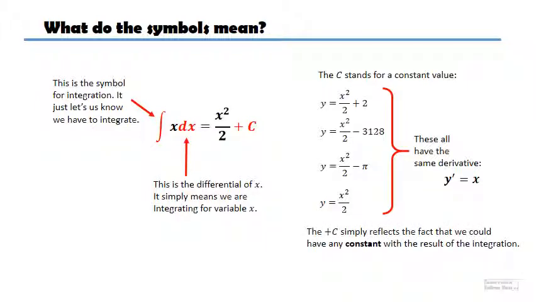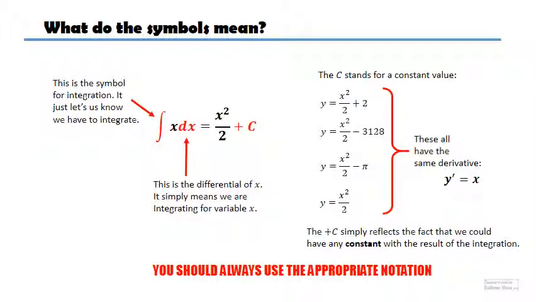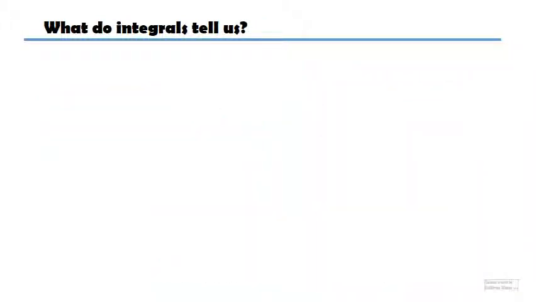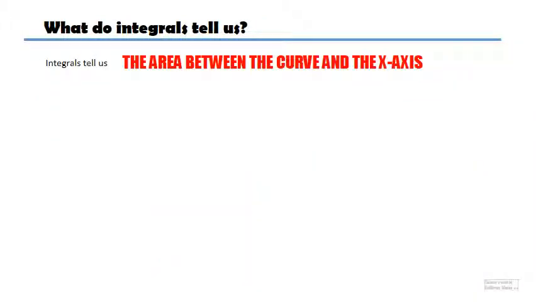Now, what do we use it for? Let me give you a bit of an idea of what this means and how we use it. They're going to tell us the area between the curve and the x-axis. Whoa, that's kind of strange. Okay, let me give you an example of how this is going to work.